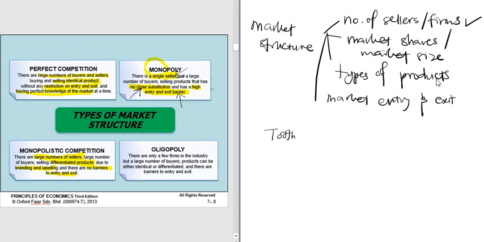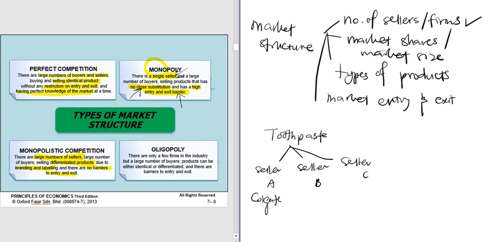Okay, toothpaste. So you have toothpaste sold by seller A, seller B, as well as seller C. The three sellers here basically sell the same product, which is toothpaste, but customers can differentiate the toothpaste sold by these three sellers by looking at the brand that we put on the toothpaste.